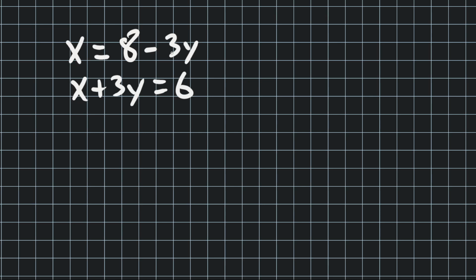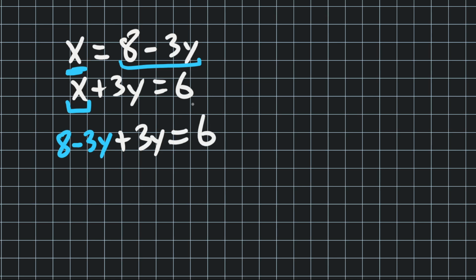So let's go ahead and solve by substitution. So let's say we pick this first equation, and this one is actually already solved for x. So we can plug in this 8 minus 3y right here. So the x we're going to substitute for 8 minus 3y in the second equation. And then we'll write the rest of it, plus 3y equals 6.